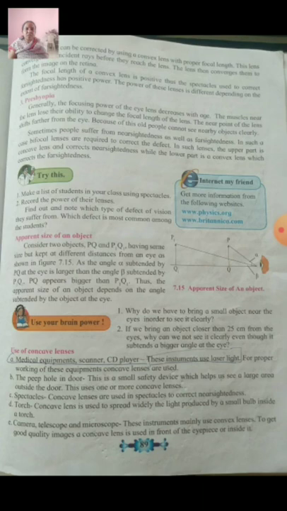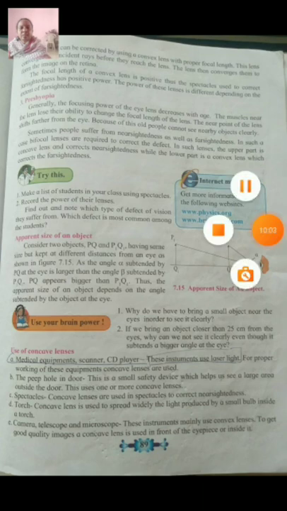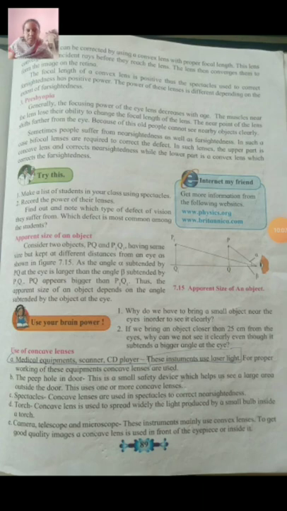Thus, we have completed the defects in vision and their corrections, as well as the apparent size of an object and the uses of lenses. So the points I have taught today, you have to read and write the defects of vision in your notebook and how they are corrected, and also write the uses of lenses.